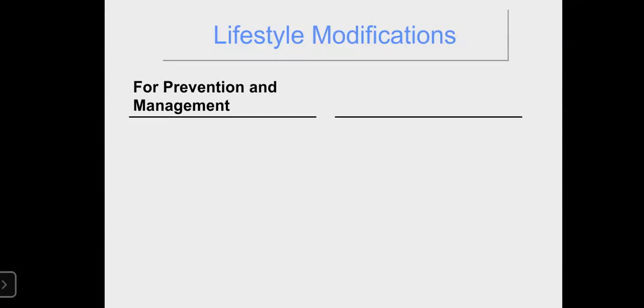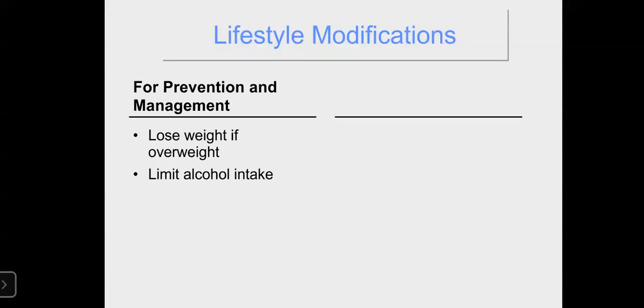So, continuing lifestyle modification for prevention and management of the patient. What we're going to do is tell the patient to lose weight if overweight. We're going to limit alcohol intake. We're going to increase physical activity. This is to prevent and to manage the patient. We're going to reduce sodium intake and maintain adequate potassium intake, because potassium intake affects the regulation of the blood pressure.